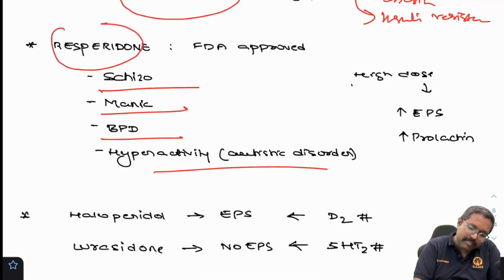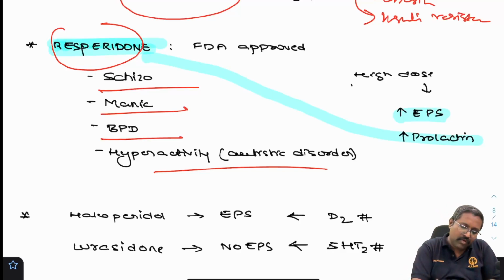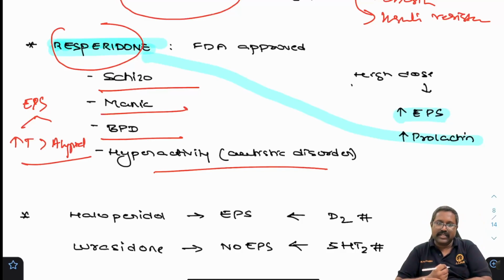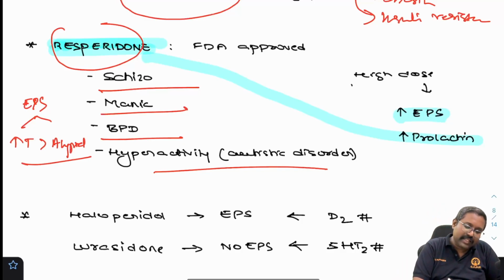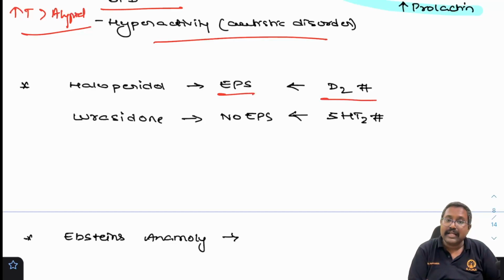The main adverse effect of risperidone is that it will cause hyperprolactinemia. The risk of hyperprolactinemia is higher with risperidone, and it also increases the risk of extrapyramidal side effects. One more thing you should remember is that extrapyramidal side effects are more with typicals when compared to atypical antipsychotics. Usually the typicals cause extrapyramidal side effects as well as hyperprolactinemia. As they block the D2 receptor, there will be loss of control over prolactin secretion. So haloperidol has increased EPS due to D2 blockade.